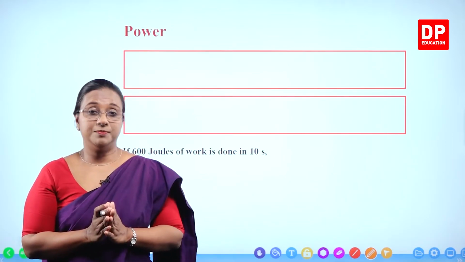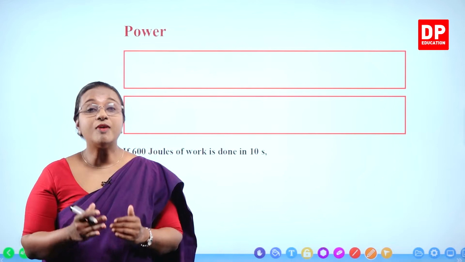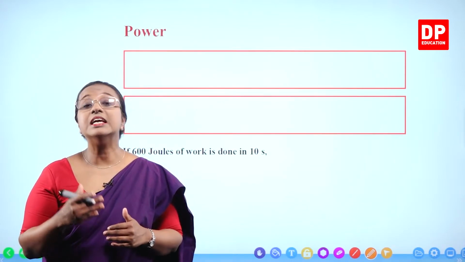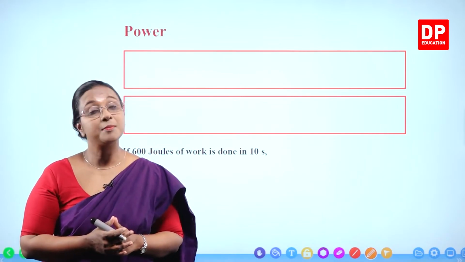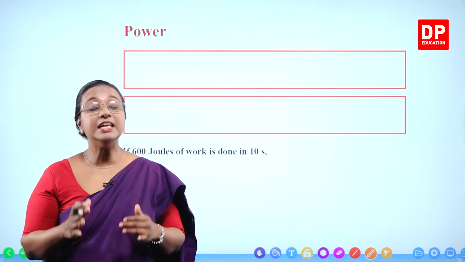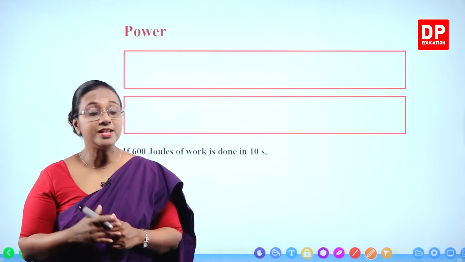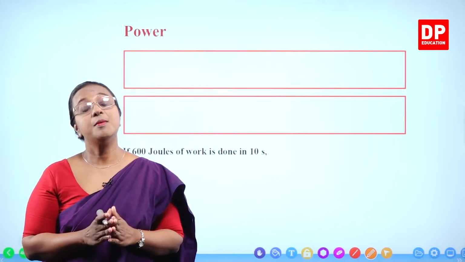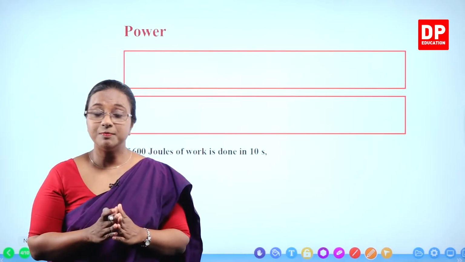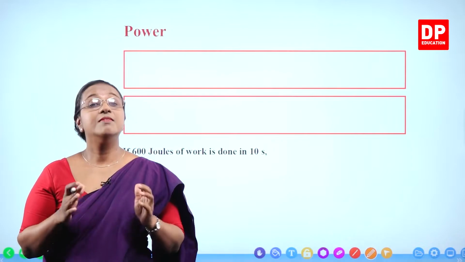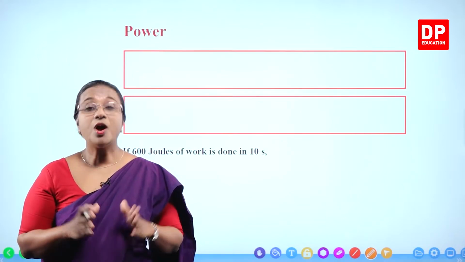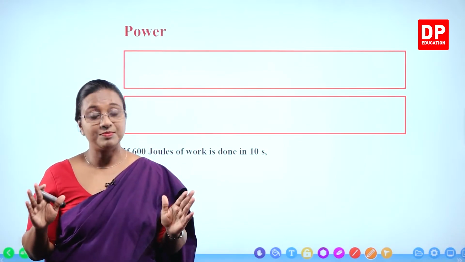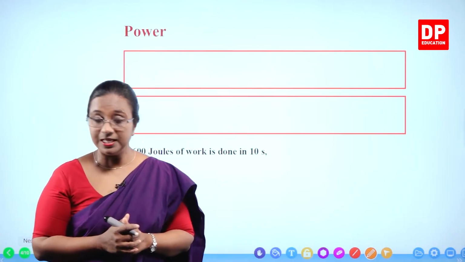So what is power? How fast you can do work, or the work done in a unit time, is defined as power. Work done in a unit time. Or else you can say the rate at which the work is done is power. So you can define power in two ways: the work done in a unit time, or the rate at which work is done. Both are the same thing, and that is what power is.